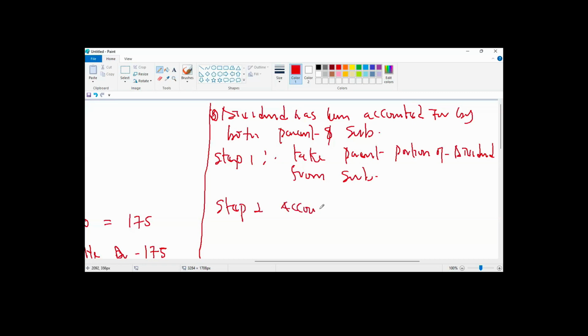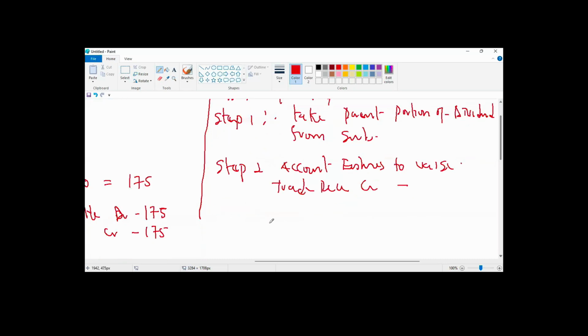Then step two, accounting entry to raise. Trade receivable, credit, minus. I will eliminate it. Trade payable, debit. That's all. These are the three ways it can come.